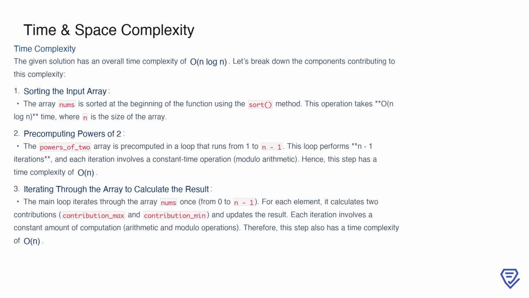Lastly, in the main loop, we iterate through the array to compute the result. For each element, we calculate two contributions, one as the maximum and the other as the minimum, and update the result. This computation is also performed in constant time per iteration, leading to a time complexity of O(n) for this step. These components together define the overall time complexity.